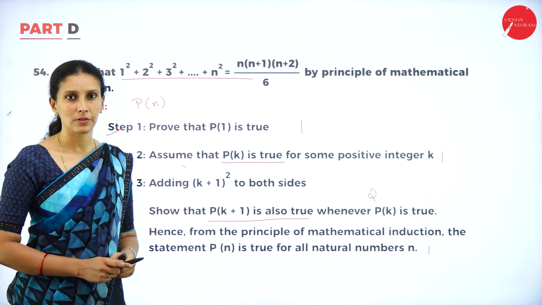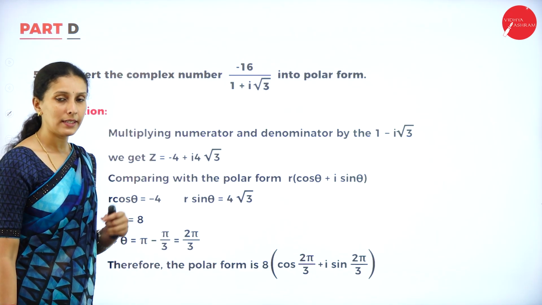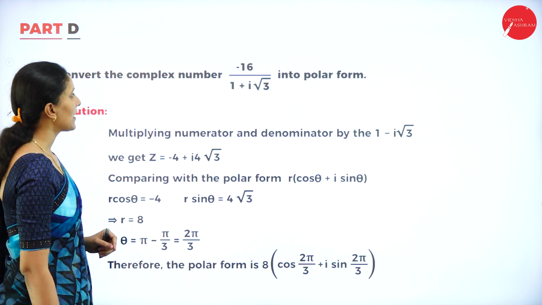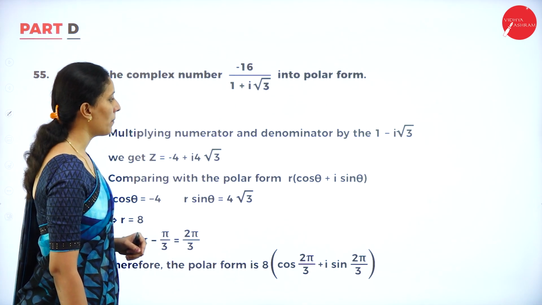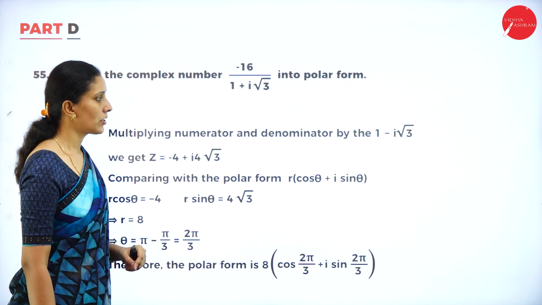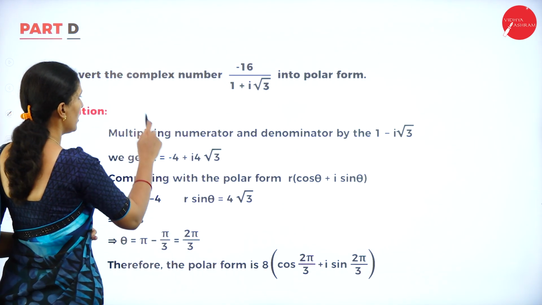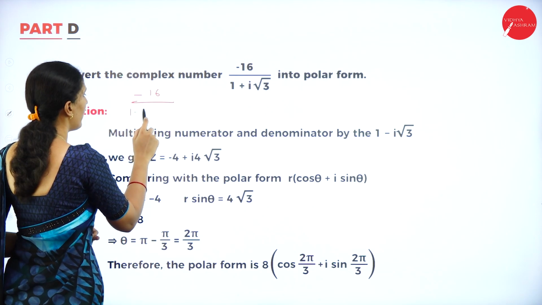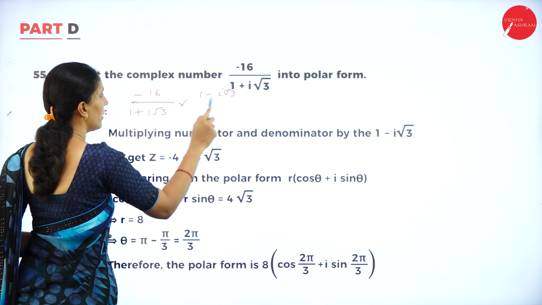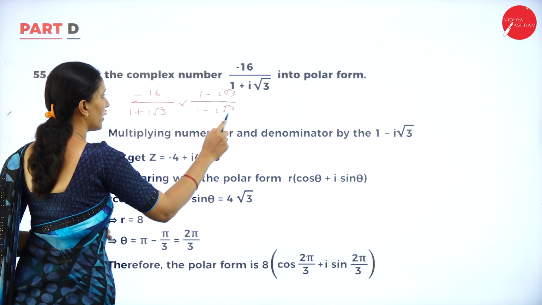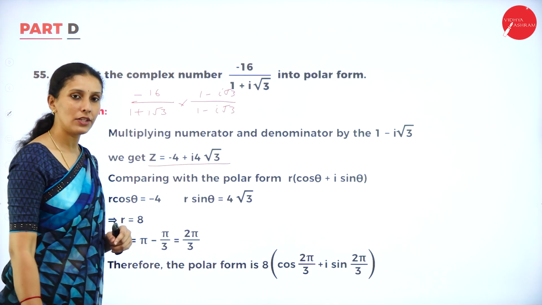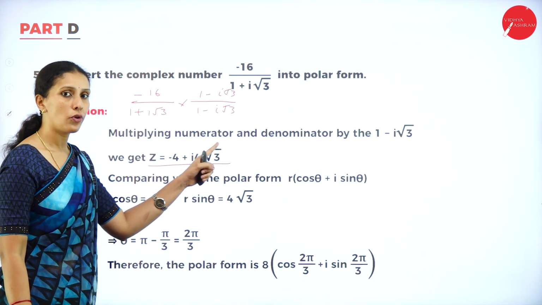Next, one question from complex numbers: to write it in polar form. Now for this question, convert the complex number minus 16 divided by 1 plus i root 3 into polar form, multiplying numerator and denominator by 1 minus i root 3. So we have here minus 16, 1 plus i root 3, multiplied with its conjugate, that is 1 minus i root 3, divided by 1 minus i root 3. After solving this, we will get z is equal to minus 4 plus i 4 root 3.